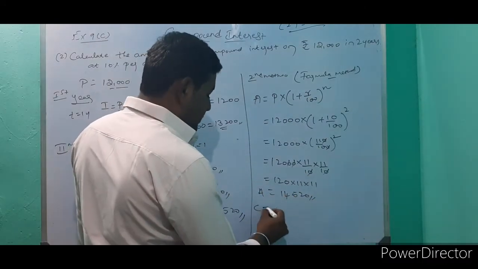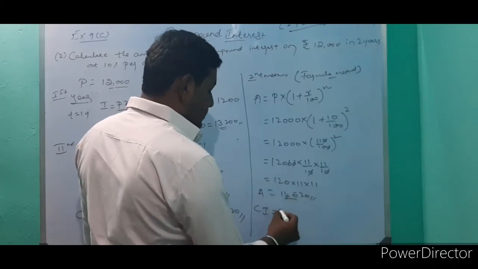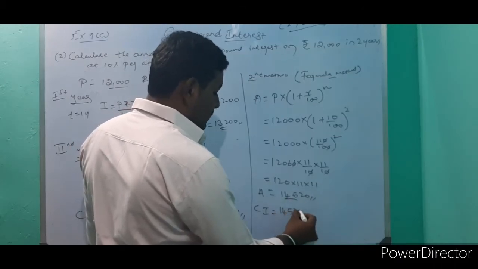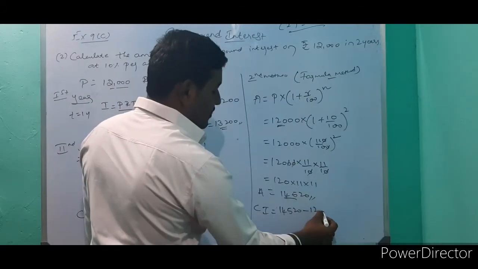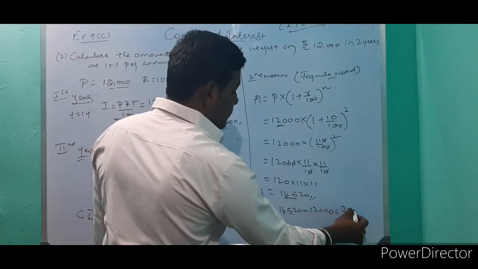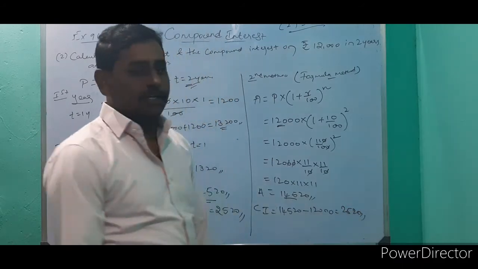For the compound interest, here also, the final amount is 14,520 minus the principal amount, which is 12,000. So that is 2,520 you are getting.